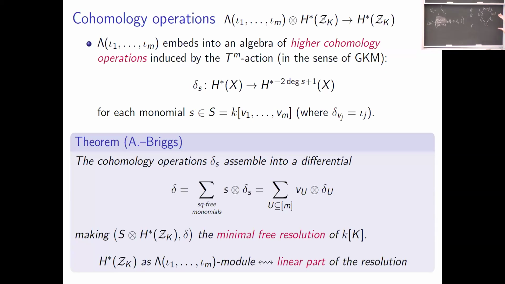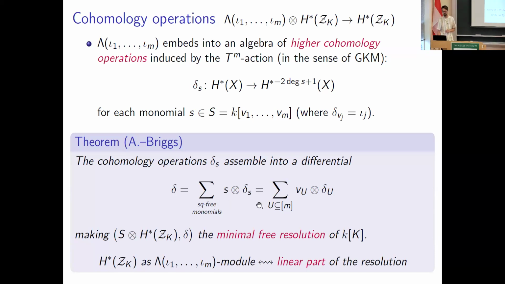And then the theorem is just saying that this picture is all the data of the minimal free resolution of this Stanley-Reisner ring. If you just take this picture and sort of turn it on its side and tensor with S, that's how commutative algebraists draw a minimal free resolution. And all these operations assemble into a differential. You just look at S tensor the cohomology of Z_K, and you define a differential by summing over all the square free monomials, multiplying on the left by that monomial S when you apply the operation delta S on the right. For moment angle complexes, it turns out only the square free ones can be non-zero. So I can also write this like this, right? Think of a square free monomial as just a subset of our vertex set [m].